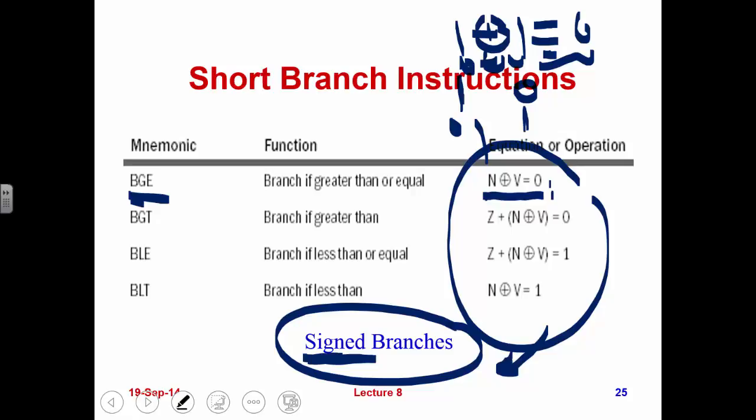Then if we only want greater than, we have to take care of the condition of Z. So when you also OR the Z together, if you still have 0, that means Z here is also 0. Here we do not include equal. So it's only if greater than.